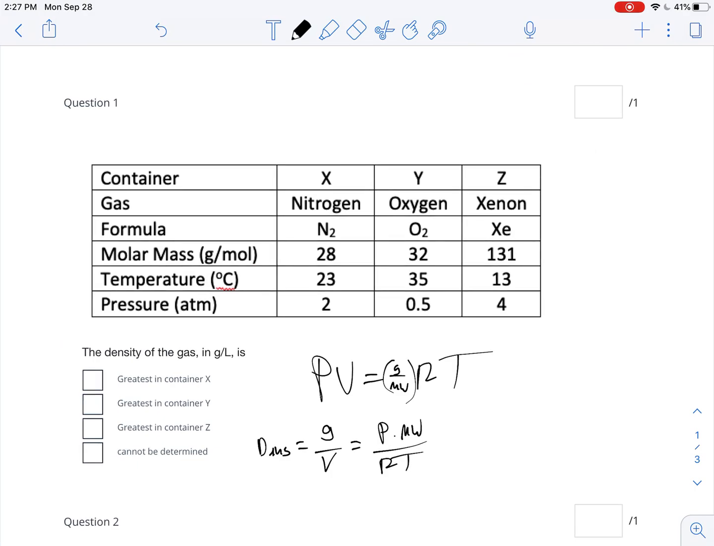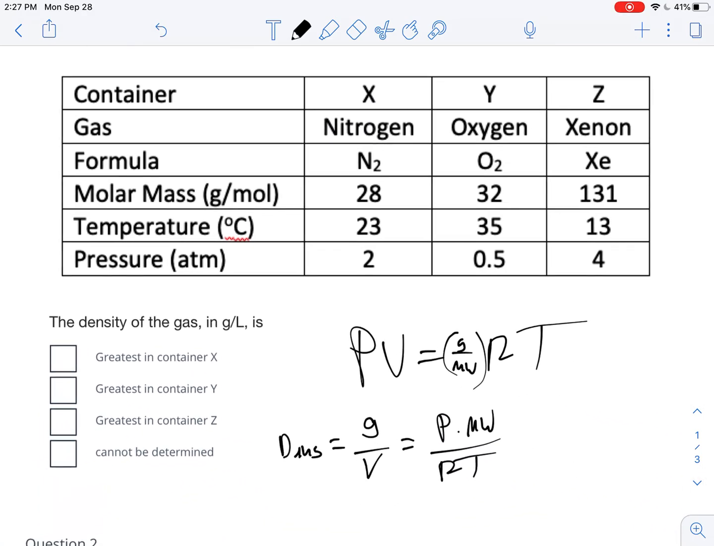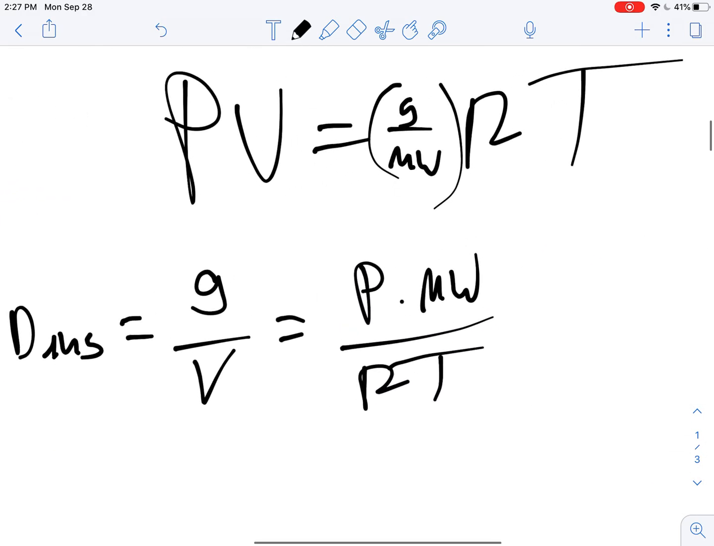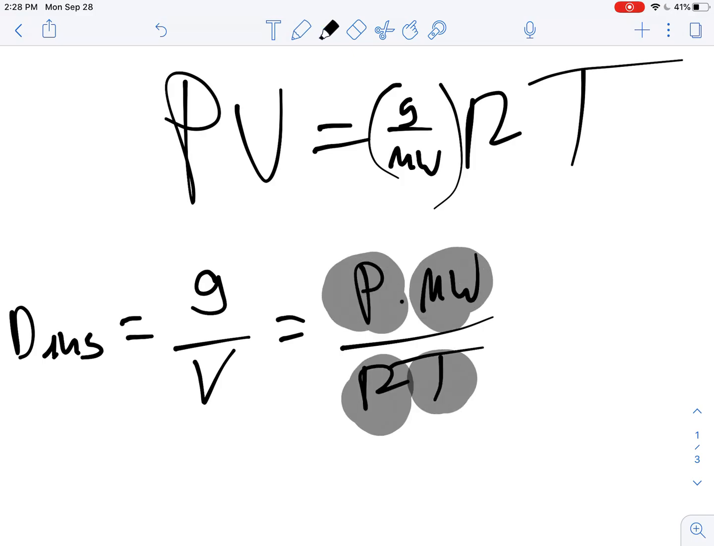Now this would be a fine example of a non-calculator based question, even though it looks like you could do it with a calculator. If you got out your calculator and solved for the density of each of these, you could do it, but you can solve this without a calculator just by doing some basic comparisons. So we're trying to figure out which one is the highest density. The density is the pressure times the molar weight divided by R and T.